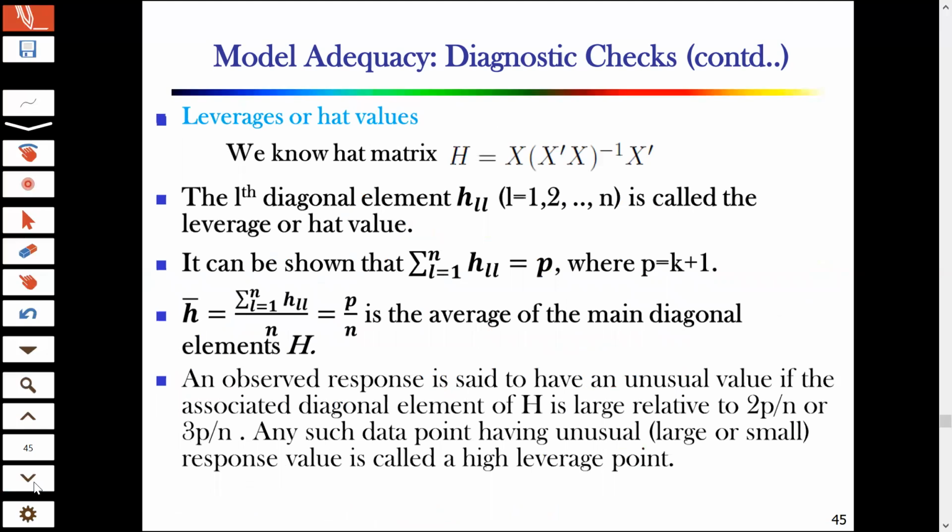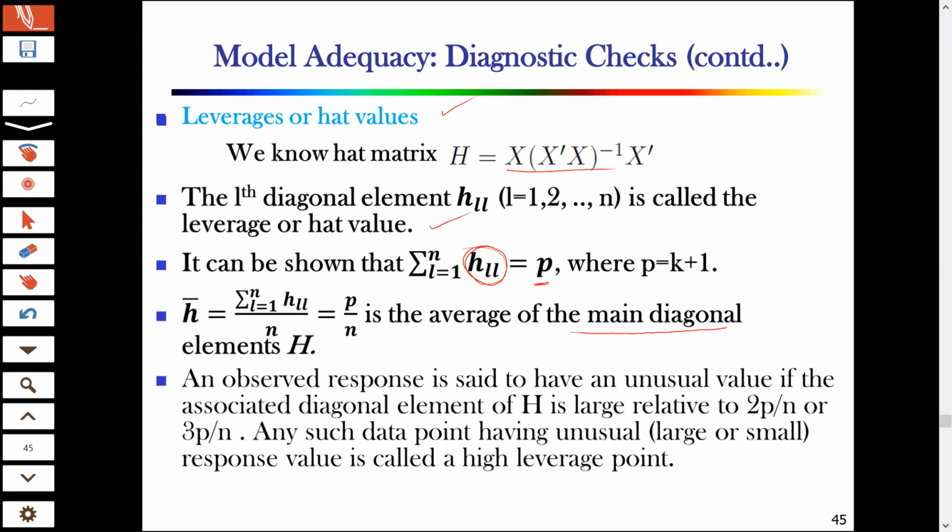Another one is called the hat values. We already know this is the hat values, and we also calculate the hat values. The Lth diagonal element is called the leverage or the hat value. It is known that if we add all of the diagonal elements, the hat values, then you should get P. So if you calculate the H bar, it is P by N, where P is the number of parameters divided by the total number of observations, which is the average of the main diagonal elements of H.